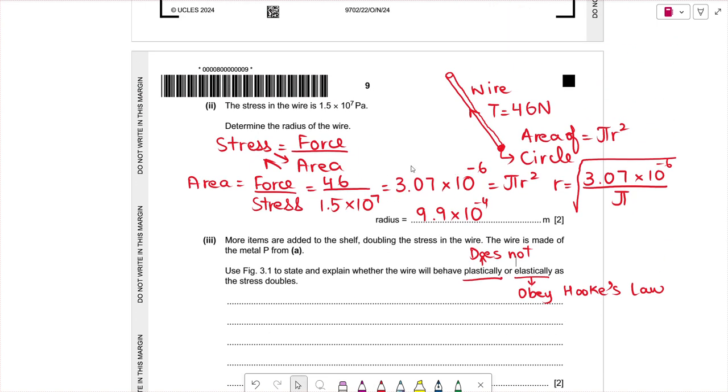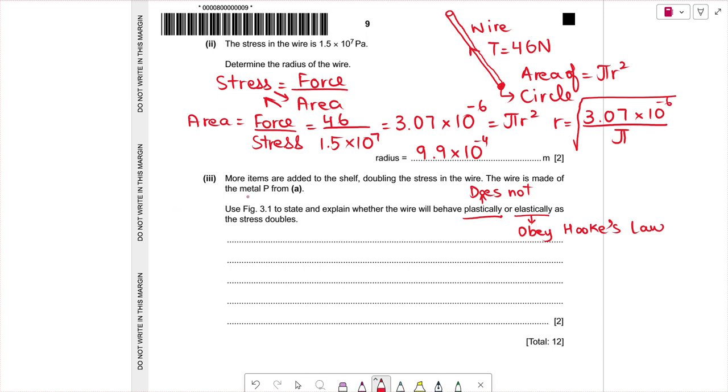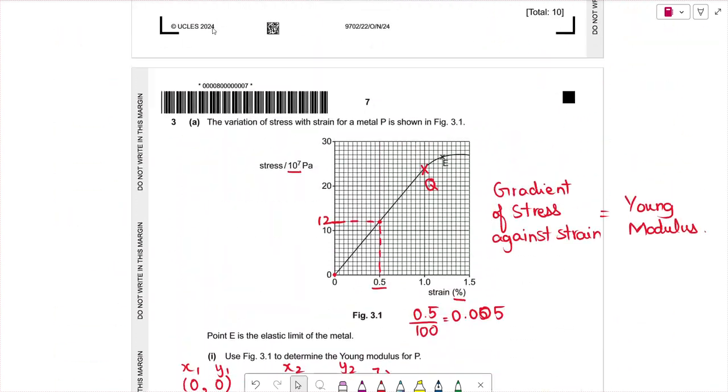So we have doubled the value of stress. The stress in the wire is 1.5 into 10 to the power of 7. So doubling the stress means the new stress is going to be 2 times 1.5 into 10 to the power of 7, so we have 3 into 10 to the power of 7 Pascal. So we have to use figure 3.1. So let's look at figure 3.1. When the stress is 3 into 10 to the power of 7, you can clearly see that it does not exceed the limit of proportionality or the elastic limit. So therefore it will behave elastically.